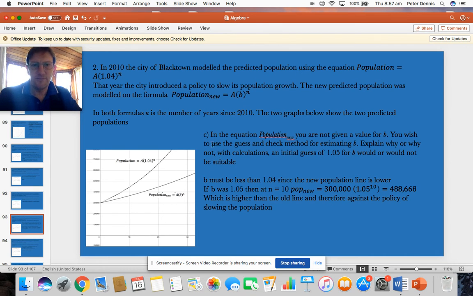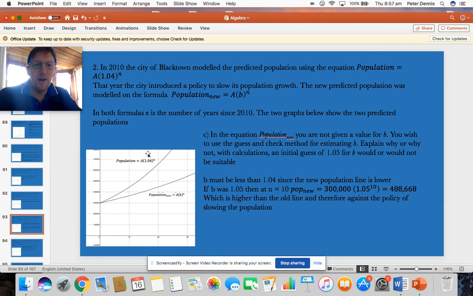Question C. In the equation for population new, you are not given the value of B. You wish to use the guess and check method for estimating B. Explain why or why not, with calculations, an initial guess of 1.5 would or would not be suitable. Remember, this is 1.04 to the power of n. If this was 1.05 to the power of n, this would be above it. Think of it in terms of interest rates. Population growth is like compound interest. This is a rate of 4%. A rate of 5% would make it grow more.